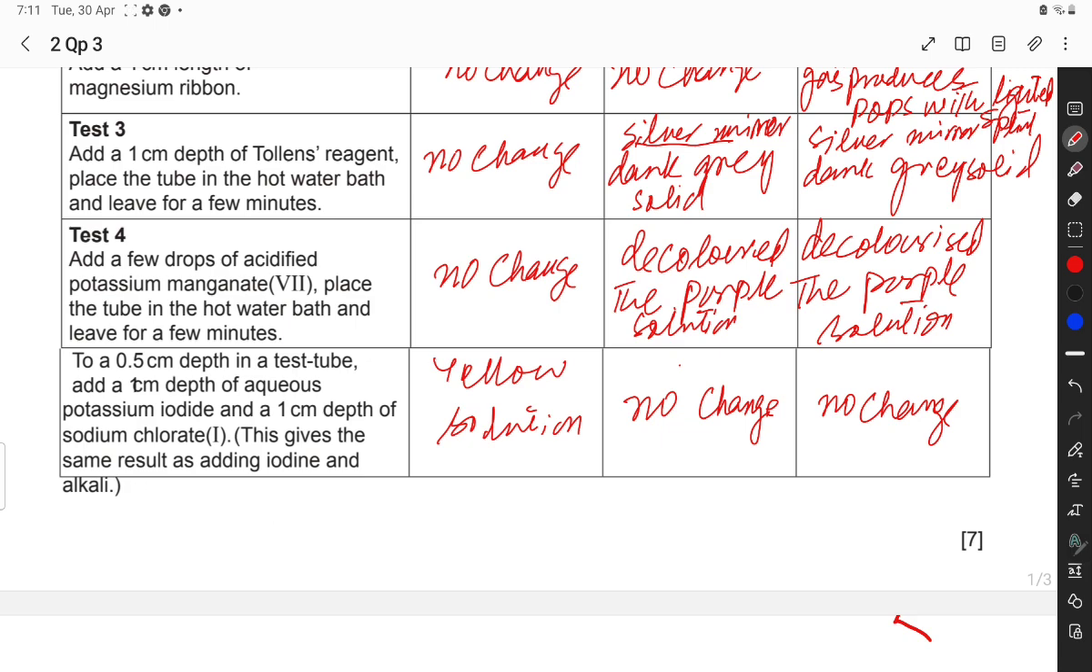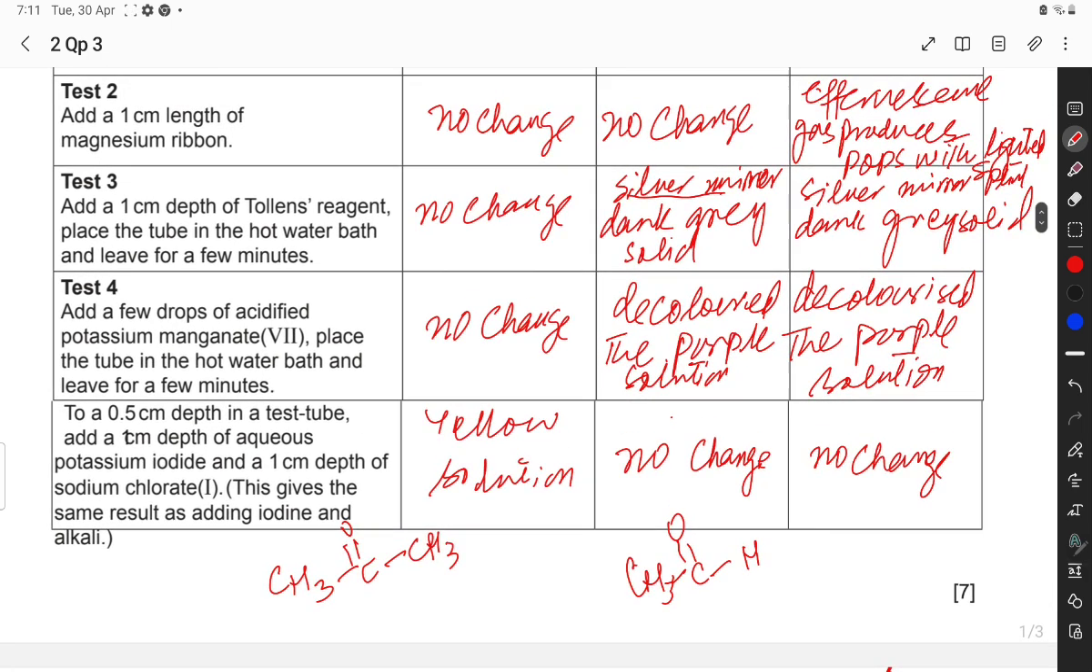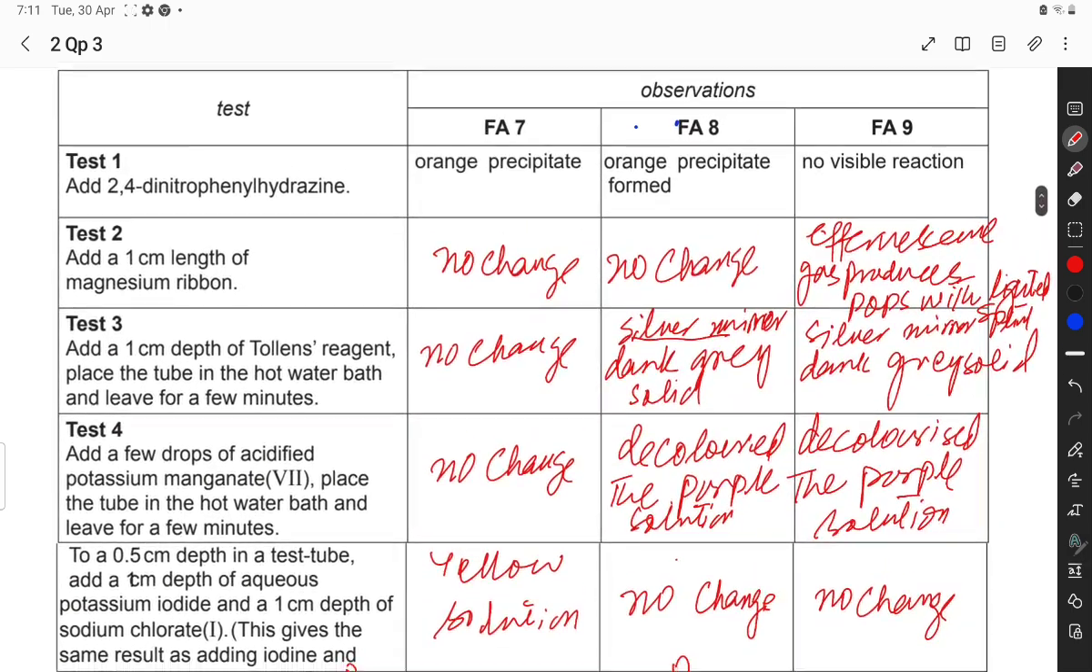And you know that alkaline iodine gives a yellow precipitate if CH3 along with this compound is present, or if CH3 along with this compound is present. So if a yellow solution appears in this test when we have performed it, it means this is a ketone.